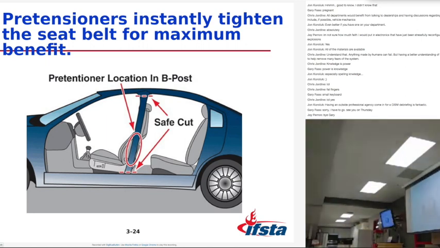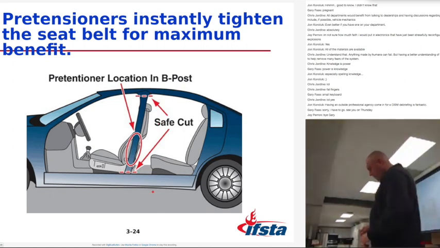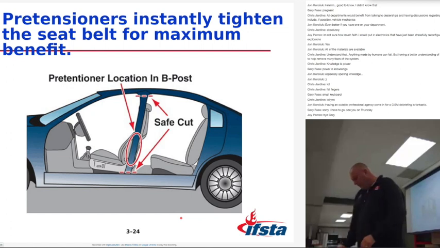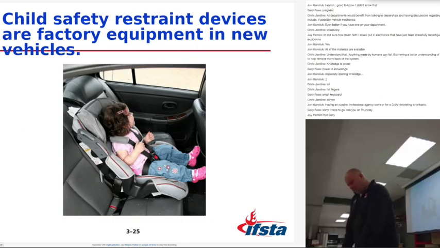So you see here where it says a safe cut? You don't want to be in that area. So when we're cutting B posts, you want it as close to the top as possible and as close to the bottom as possible. Next slide.